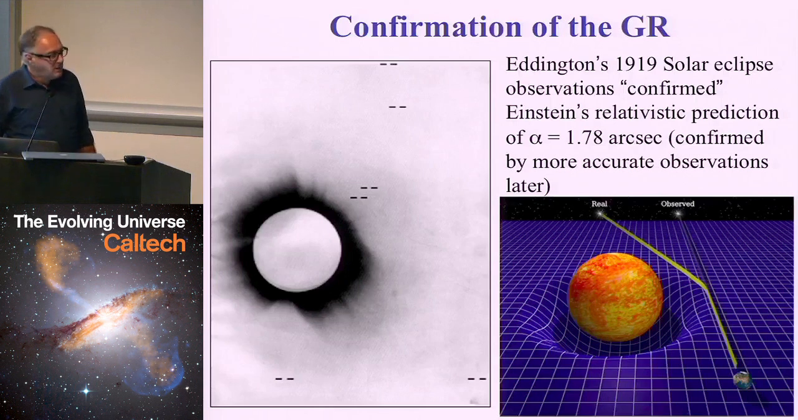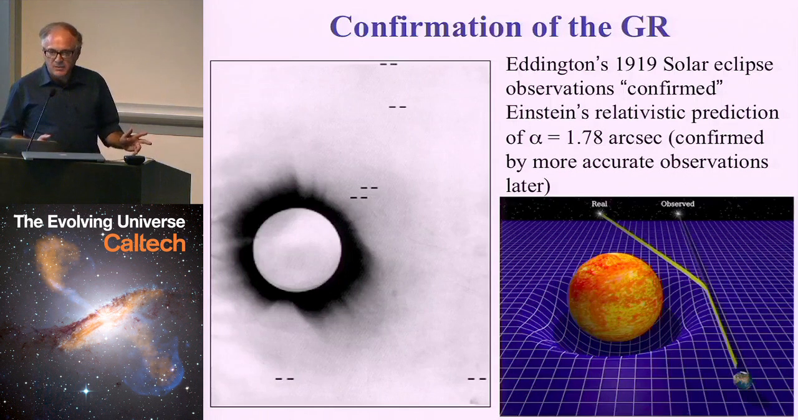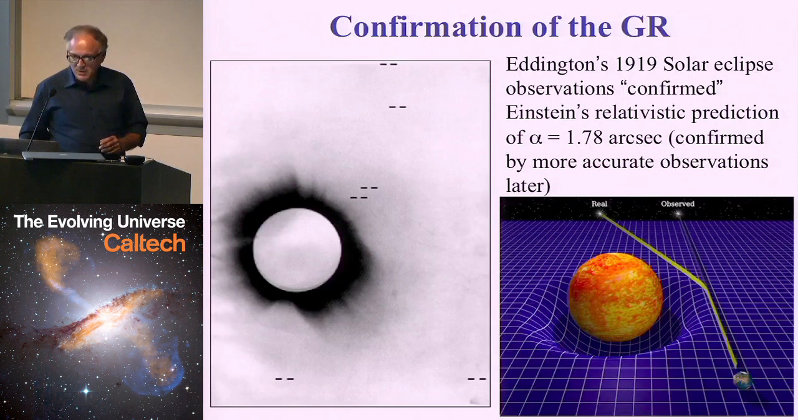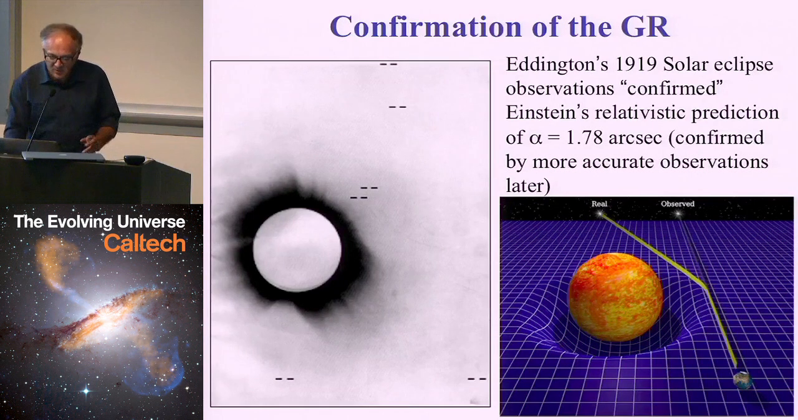And sure enough, they found that the maximum displacement was a little shy of 2 arc seconds, which was not an easy thing to measure with photographic plates back then. And then this has been, of course, vastly improved since then. But this was seen as a very clean-cut demonstration that the theory was actually correct. And this is where Einstein really became famous.